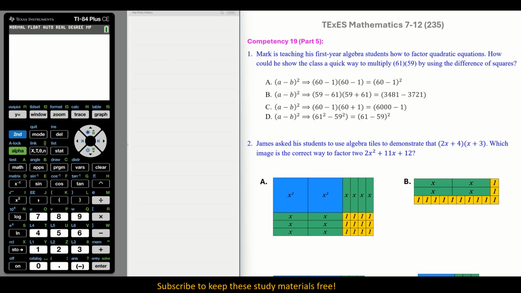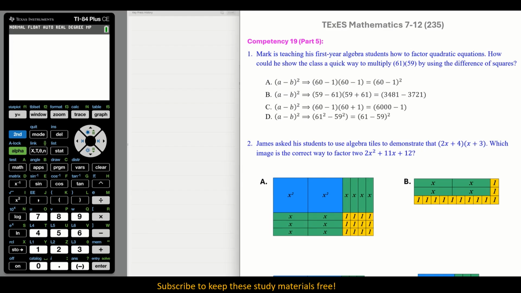Number 1. Mark is teaching his first-year algebra students how to factor quadratic equations. How could he show the class a quick way to multiply 61 times 59 by using the difference of squares? Okay, you can tell by the options if you don't remember what difference of squares is. If you don't, you might want to stop the video and Google that real quick to refresh your memory.